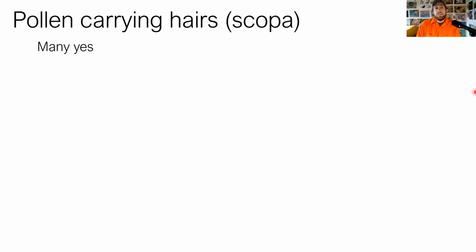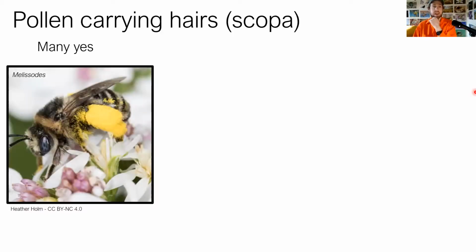So I mentioned that bees are a group of wasps that evolved to collect pollen and nectar, and that's where the branching hairs come in. It's good for collecting pollen. And many bees have special pollen collecting hairs or clusters of these hairs called a scopa. And so that is a common feature. So Melissodes here has these enormous hairs on their legs, and you can't even see the hairs because they're all packed with pollen.